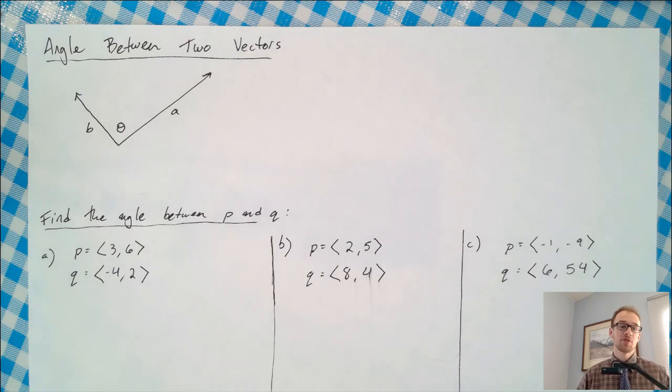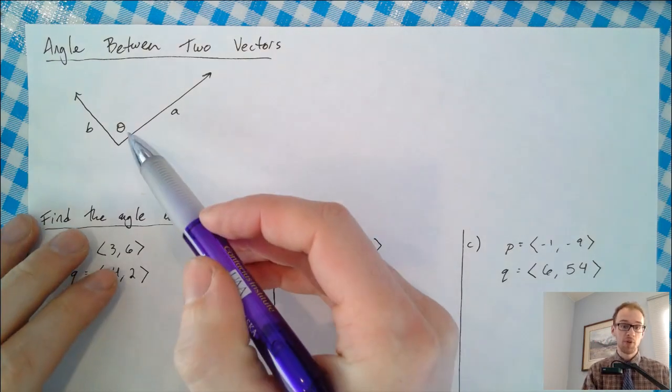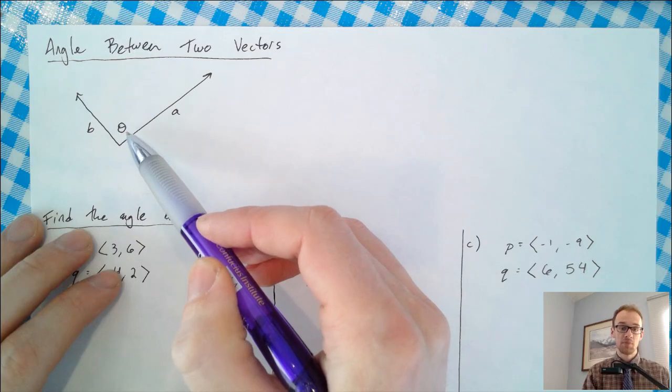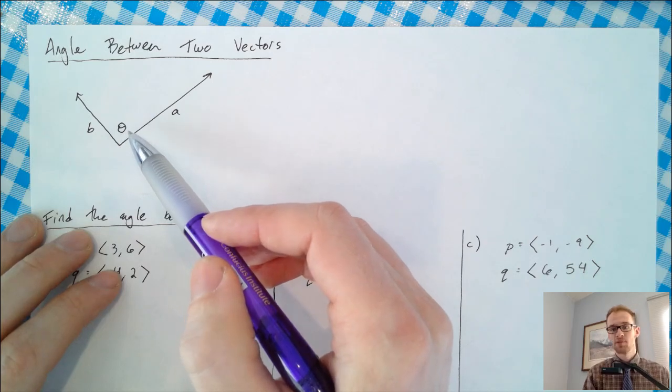But what if our vectors are not 90 degrees? There's some other angle, and we want to know what that angle is. Here's how we do that. Suppose I've got vector A and vector B, and I want to know angle theta between A and B. There's a simple formula for it.